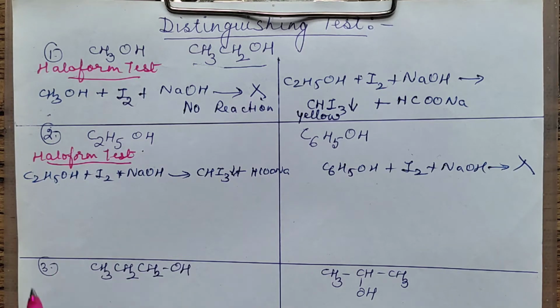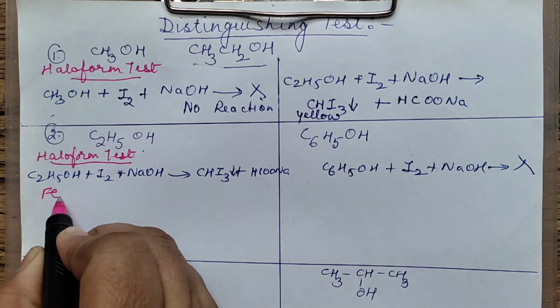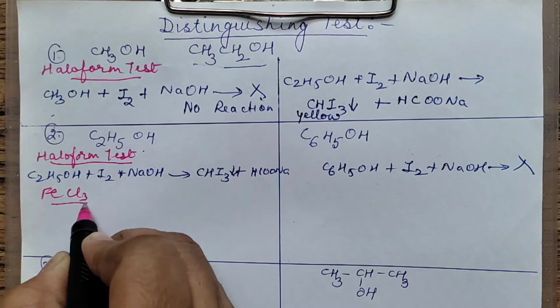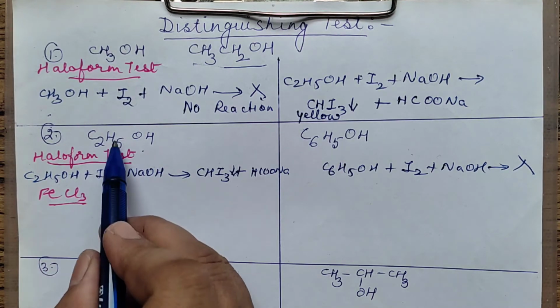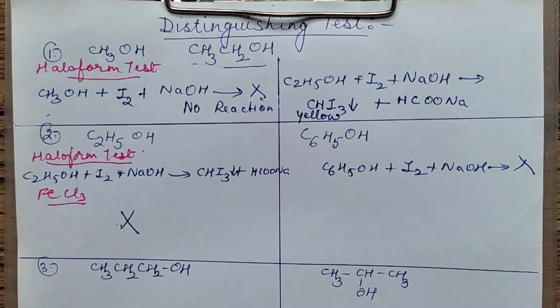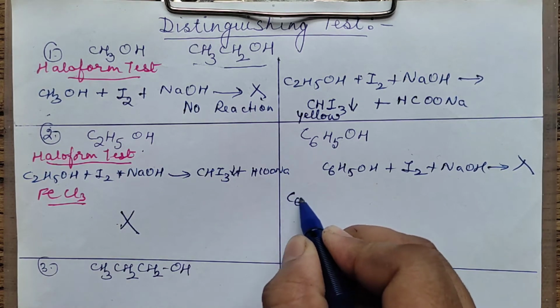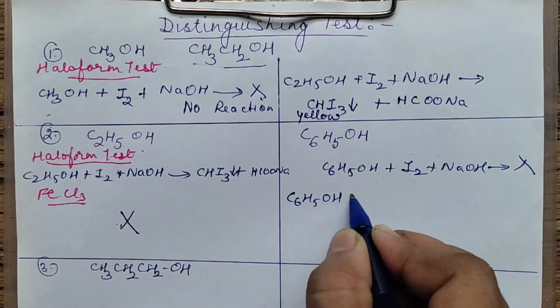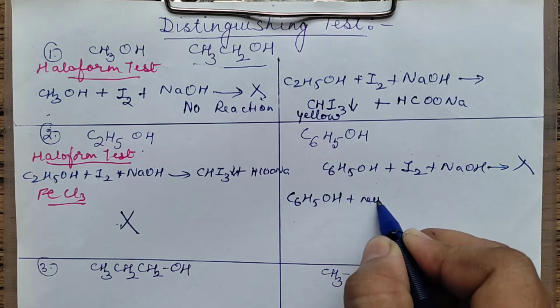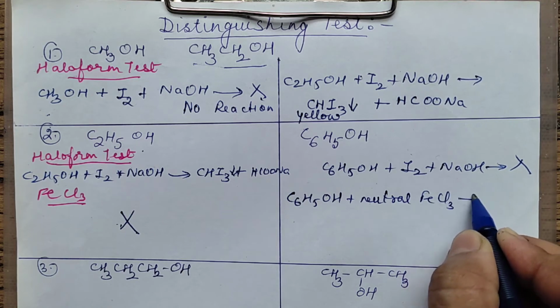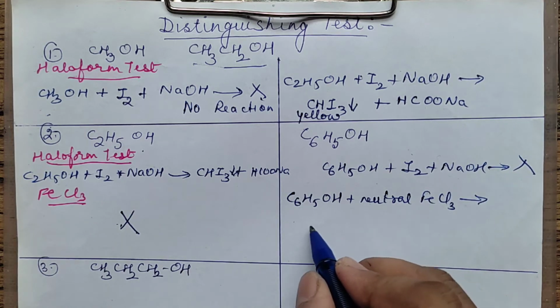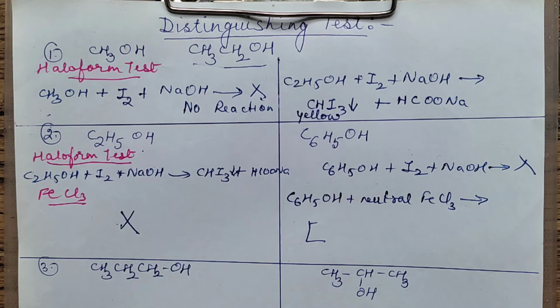Either you may write down this as a test, or instead you may also write down ferric chloride test. So what you will write in this case? For ethyl alcohol, ferric chloride test is not given. It does not give the test, whereas phenol gives the test. So you will write here phenol. To phenol you are adding neutral ferric chloride. You will add neutral FeCl3, and when you add this you get a violet color precipitate.